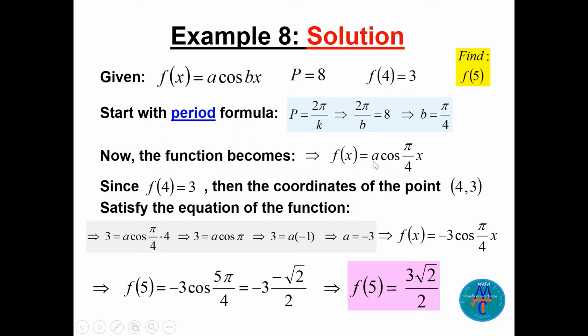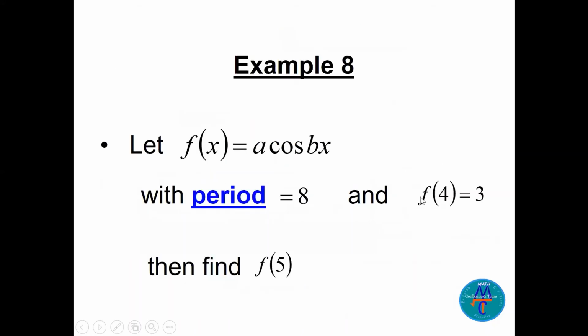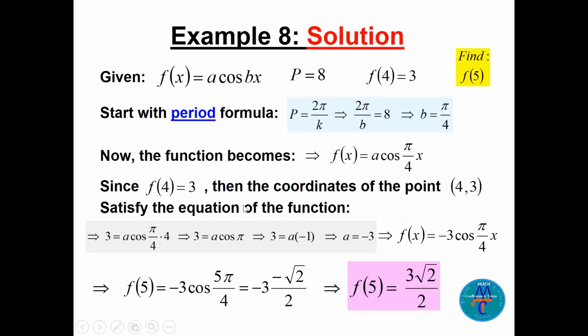Still we have to find a. Now in the question given f of 4 is equal to 3, see that? F of 4 here is equal to 3. So 4 is the x and 3 is the y. So we have 4, 3, we can replace the coordinates of this point in the equation. So I put 3 there in the y, a cosine pi over 4 times the 4, the x is the 4. So 3 equals a cosine pi, cosine pi is minus 1, so a will be minus 3. Now the function becomes minus 3 cosine pi over 4x.